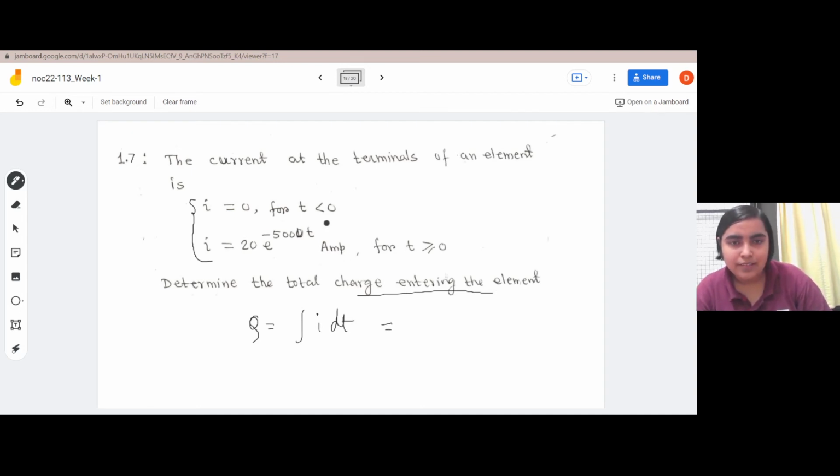So for time less than 0, the current is given as 0. That is from minus infinity to 0, it is given as 0. And from 0 to infinity, it is given as 20 e to the power minus 5000 t. So solve this integral. Now it is very straightforward.